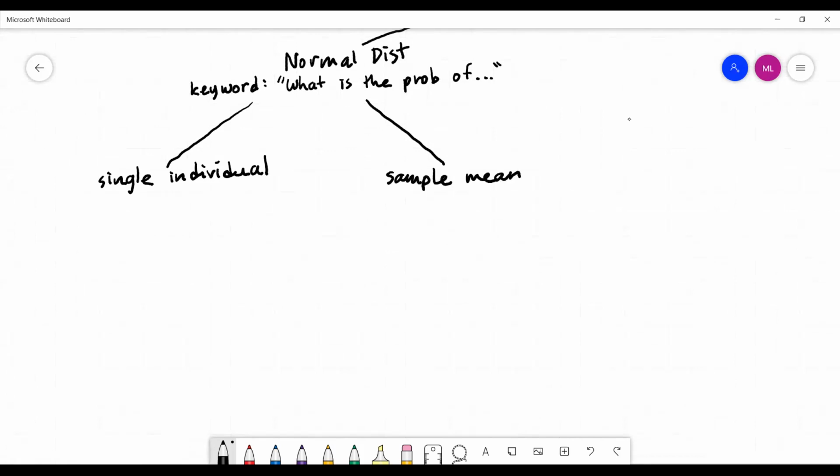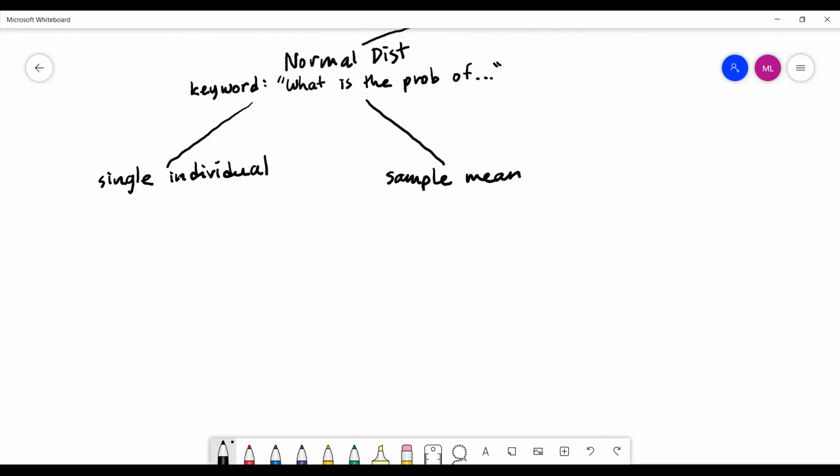And what I mean by this is, back in sections 7.1 and 7.2, the problems that we had were basically: what is the probability that a dog, a single individual, has a weight between 38 and 45 pounds or something like that? Whereas in 7.3, when we started doing sampling distributions, it would ask a question about the probability of a mean. So what is the probability that the average weight of this group of 30 dogs was between 38 pounds and 45 pounds or something like that?